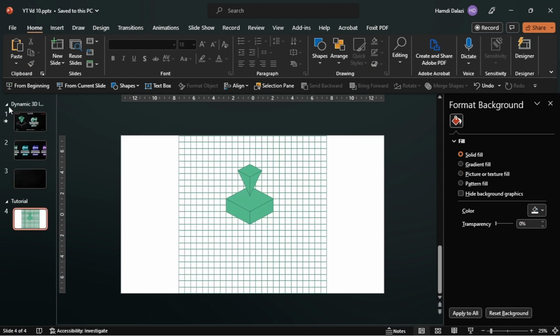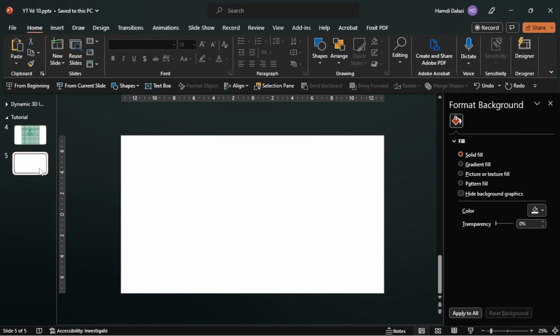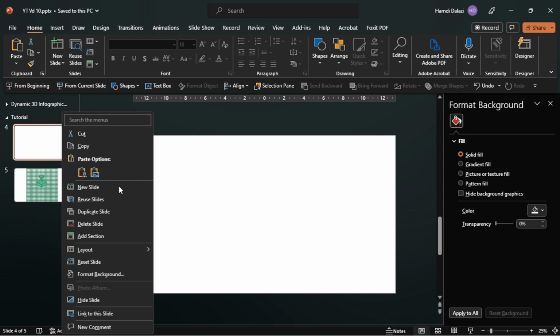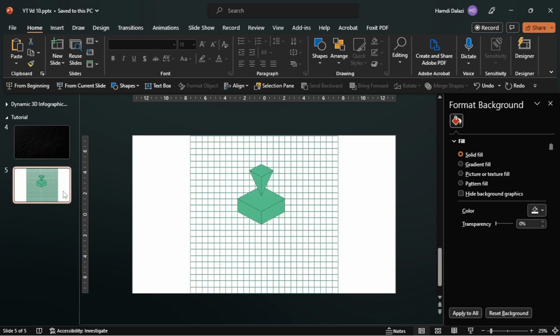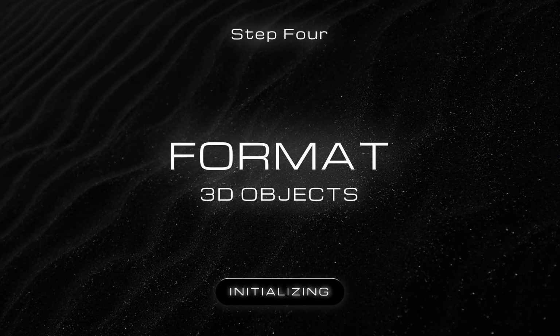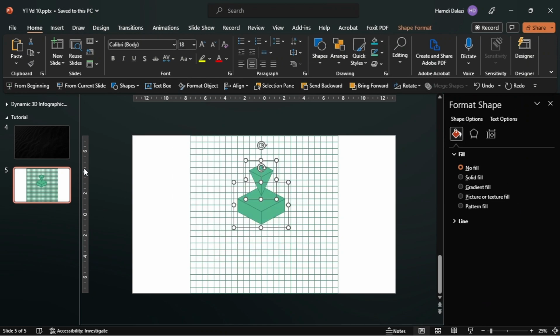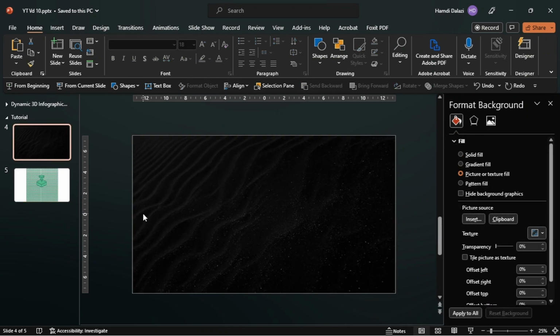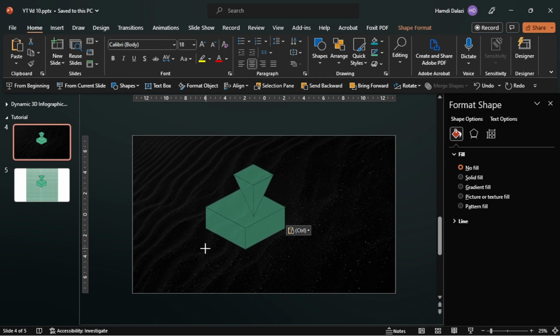Let's just minimize this, insert a new slide, drag it to the top, drag this, change the layout to the new layout we created. Now let's copy the object. Let's paste it here. Okay, let's increase it a little bit. Okay.